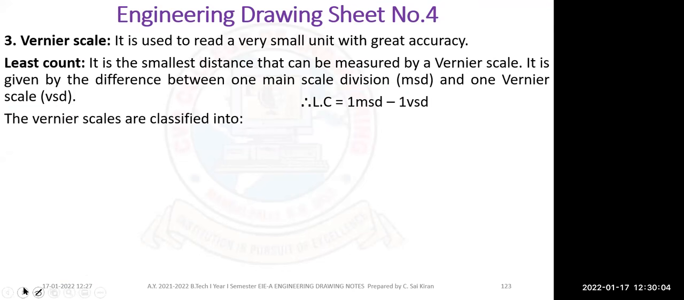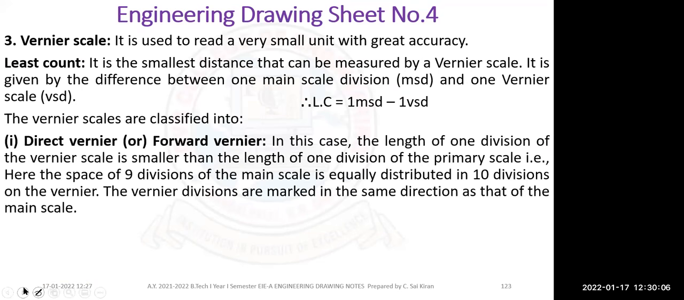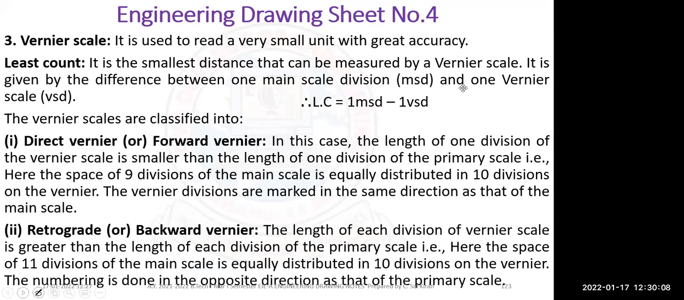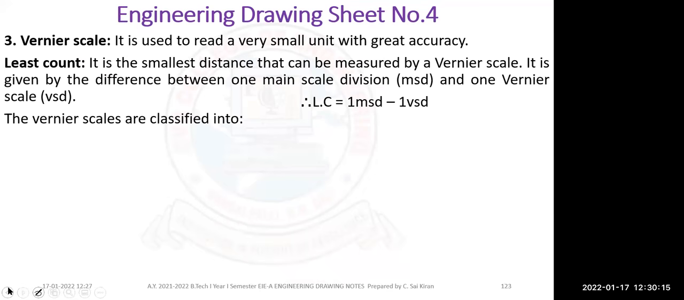So Vernier scales are classified into two types. One is direct Vernier or forward, or backward. Okay, there are two types of Vernier scales: forward and backward. So what is meant by forward? What is meant by backward?